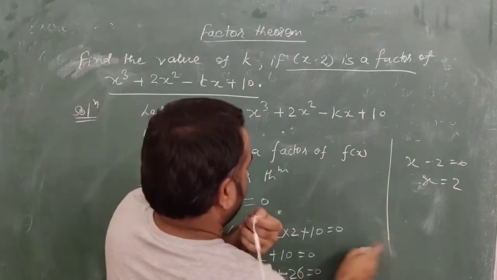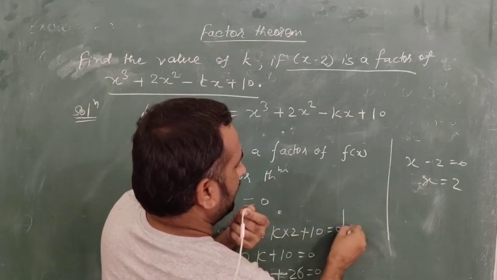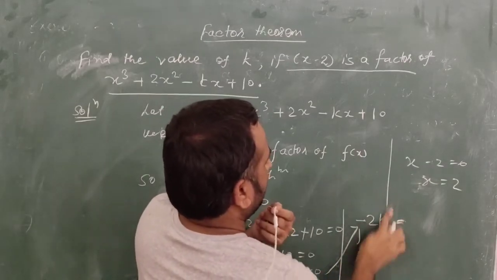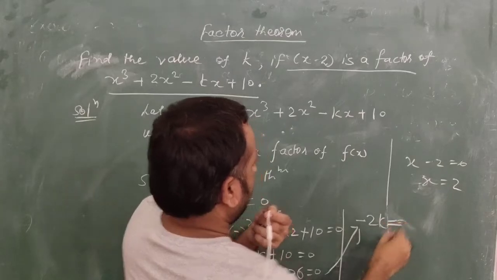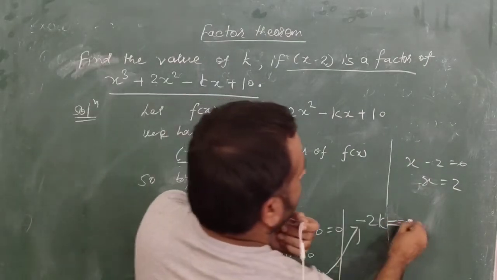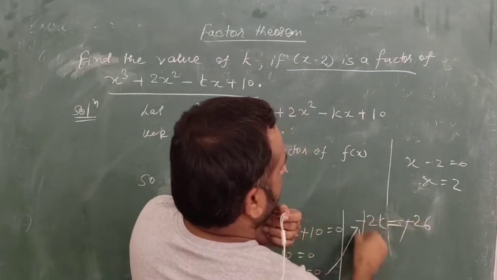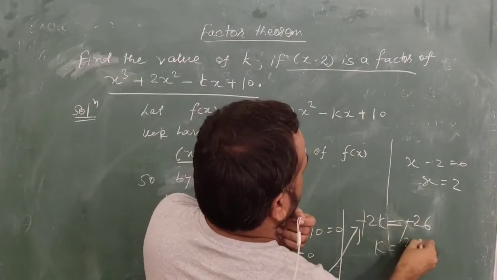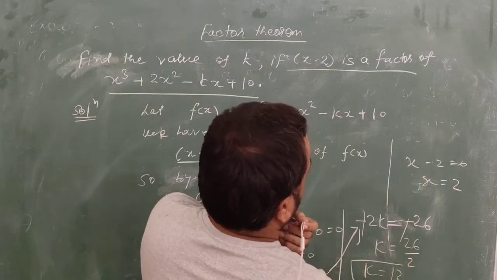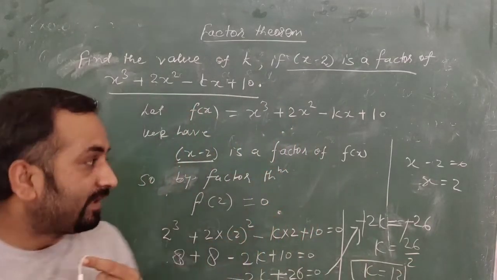Okay, so listen. Then you can move here. We have minus 2k is equal to minus 26, if you transpose 26. So the minuses cancel out, and the value of k is 26 upon 2, that is k is equal to 13. Write it down, it's your answer.